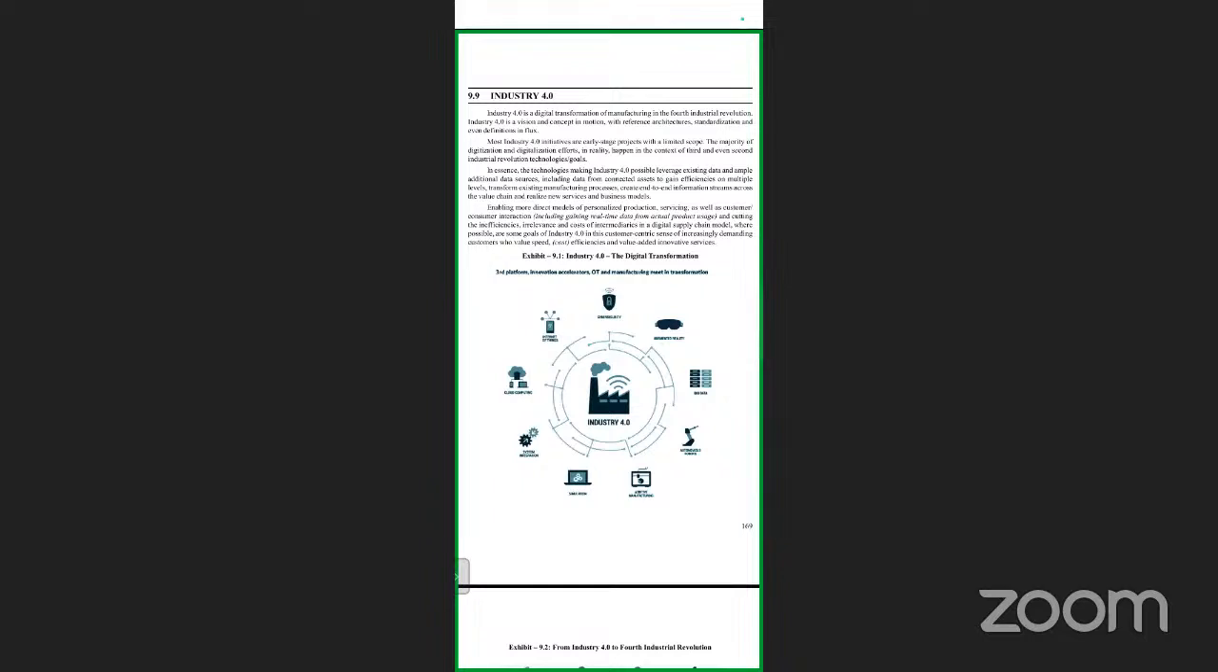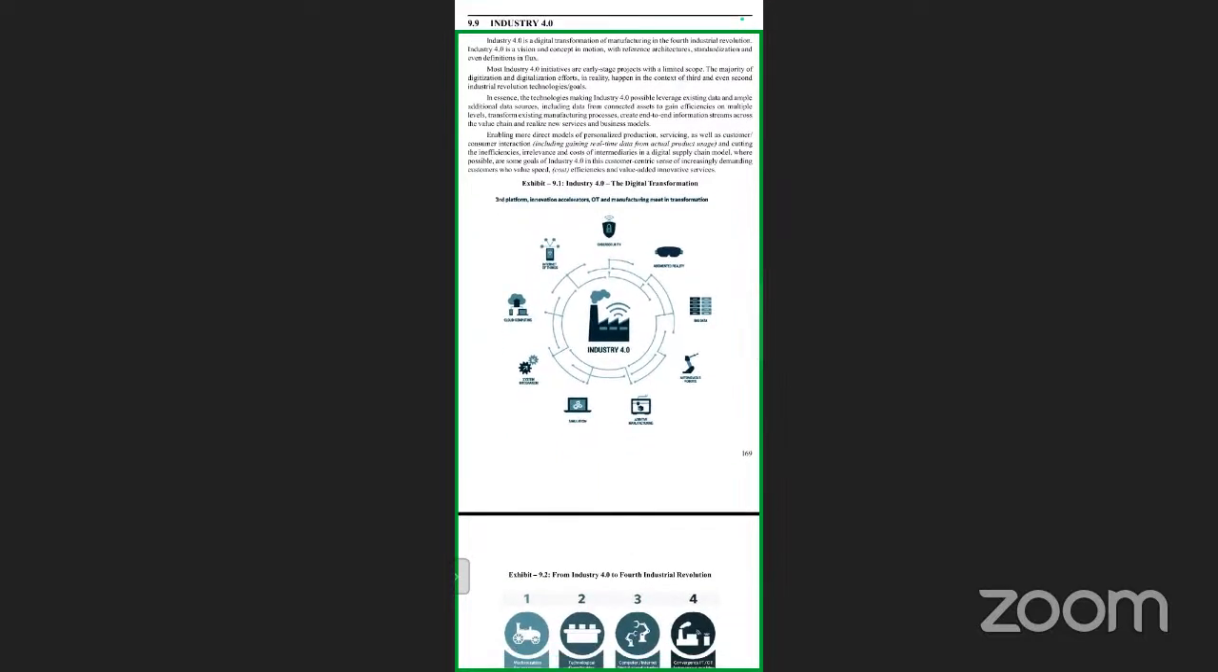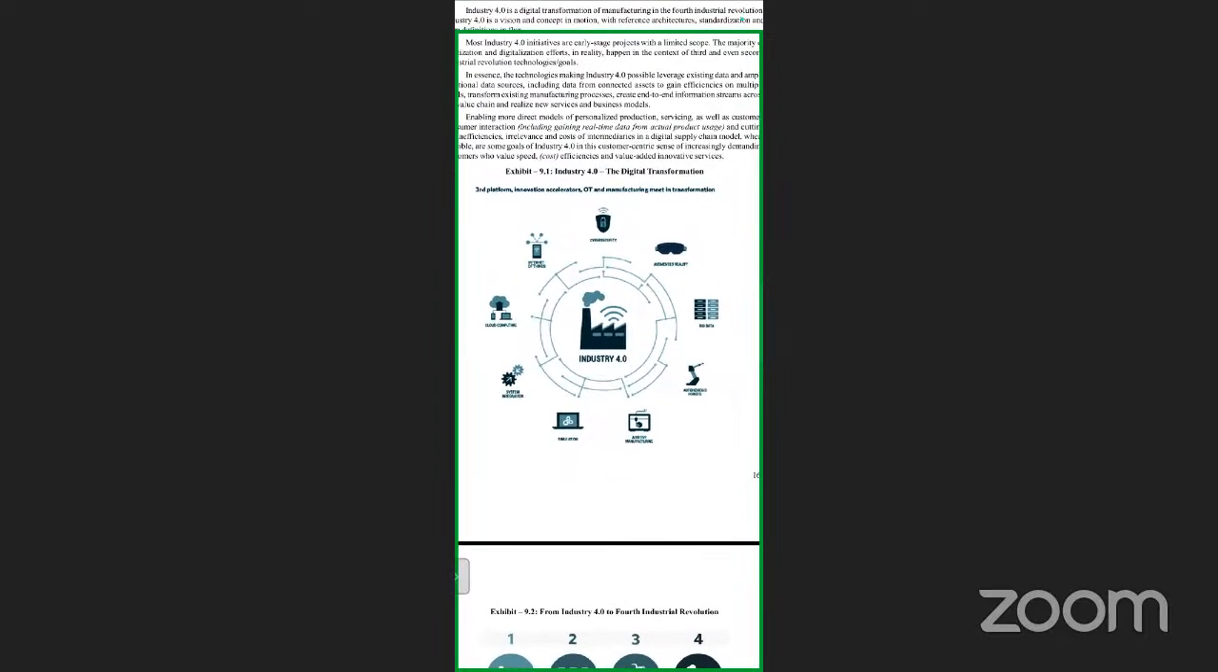And when you talk about Industry 4.0, 4.0 is nothing new. It's about the digital transformation of manufacturing in the fourth industrial revolution. So in Industrial Revolution 4.0, the concentration is mainly focused on digital transformation. And digital transformation of what? Digital transformation of manufacturing processes or digital transformation of manufacturing concerns. So if you just look at here, this is the third platform which talks about innovation accelerators, where OT and manufacturing meet in transformation. So here we need IoT.